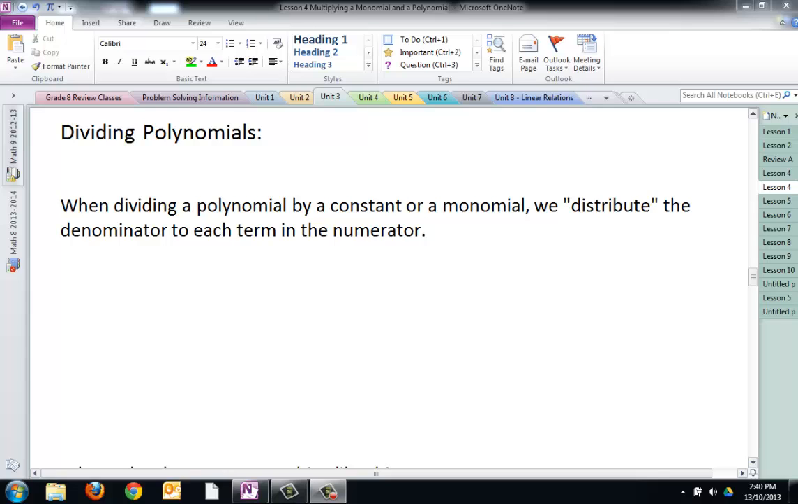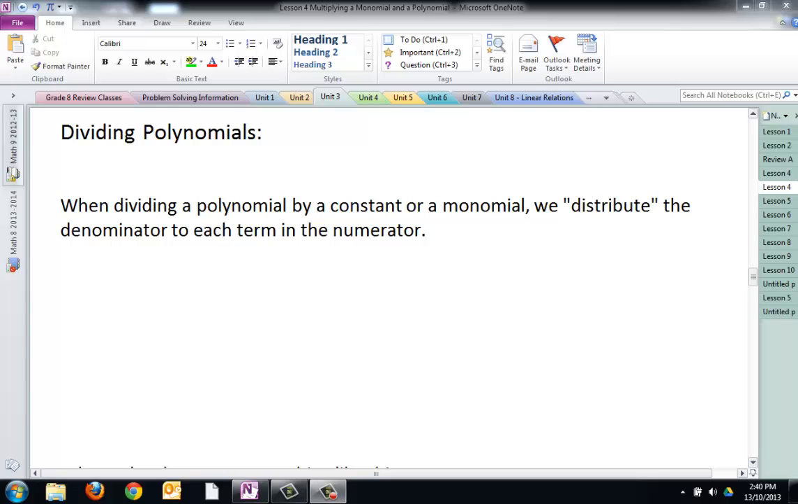All right, welcome to our next lesson on polynomials. This one's about dividing. Again, today we're going to be keeping things fairly simple. We're going to deal with dividing a polynomial by a monomial. We will look at more complicated divisions later on.